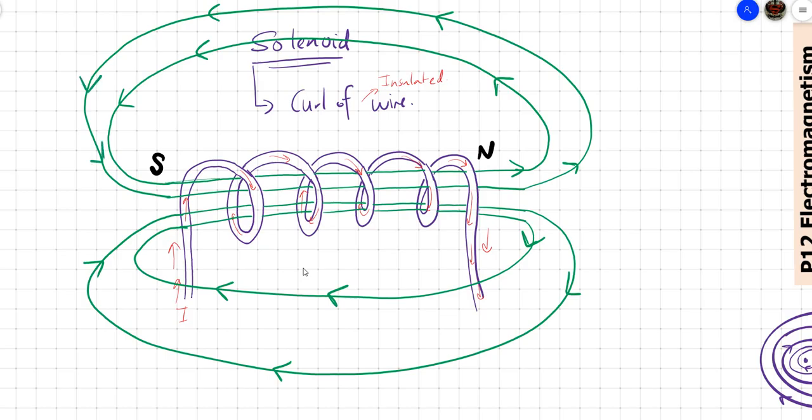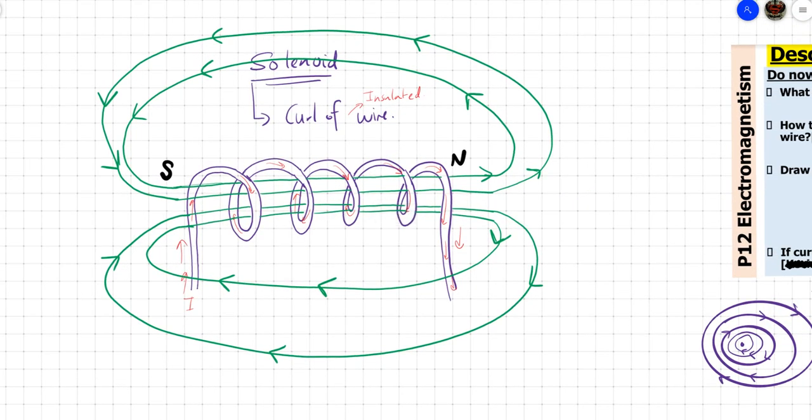Okay, so I'd like you guys to make sure that you have this down in your book. So this is how it looks like. Inside the field, it is uniform. So you can see it is uniform inside the field. It is uniform like this, but outside it looks like a bar magnet. So you can see north to south. Okay, so this is the solenoid. Okay, good.